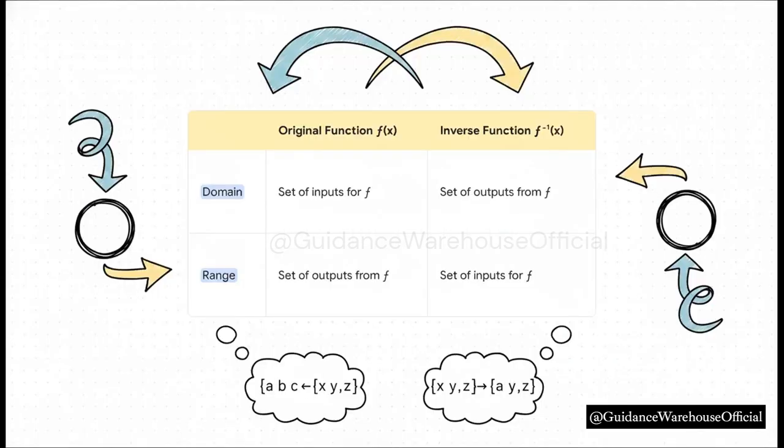Now, this input-output swap has a really interesting side effect on what we call the domain and range. Remember, the domain is just all the possible things you can put into a function, and the range is all the possible things that can come out. With inverses, they just swap. The domain of the original function becomes the range of its inverse, and the range of the original becomes the domain of the inverse. They literally trade jobs.